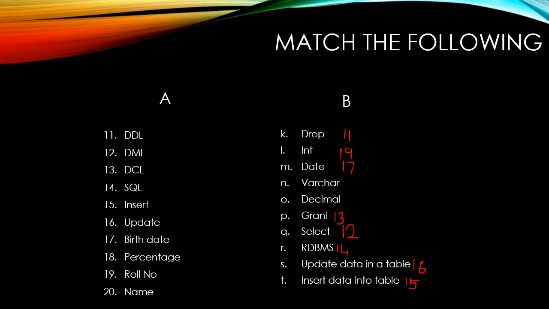Decimal is for percentage, right? So 18 is this one. And for name, varchar is there. If instead of varchar, char is written, then you can tick that also. That will also be a correct answer. Okay. So I hope this is also clear to you. This is also very easy.